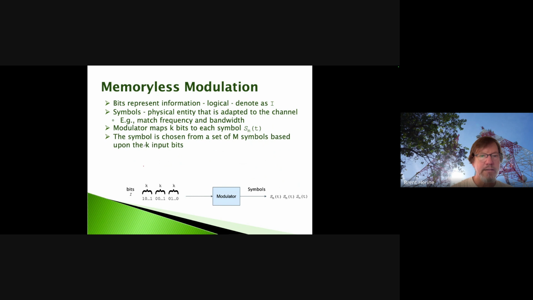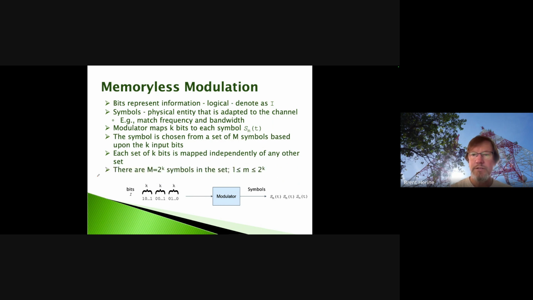All right, so the symbol is chosen from a set of M symbols based upon the K input bits. Each set of K bits is mapped independently of any other set, right? So this set is mapped independently of this one and this one, right? So we're only looking at those. And okay, so there are M equals 2 to the K symbols in the set.